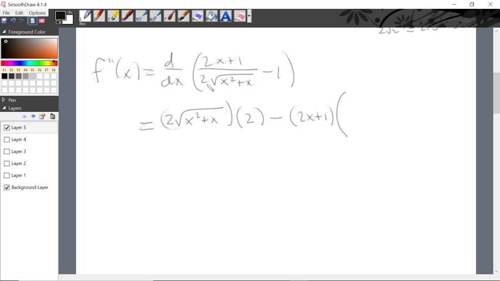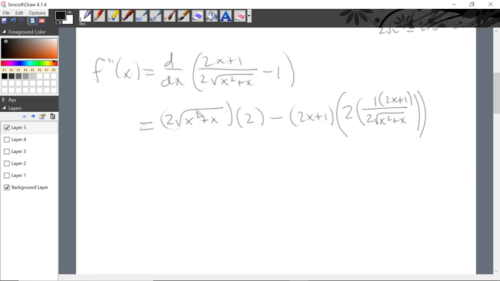Okay, a derivative of 2 root x squared plus x. Well, we can factor out the 2, right? And then the derivative of the square root of x squared plus x, I think we did that before. That's going to be 1 over 2 root x squared plus x times the derivative of x squared plus x. So we're going to get a 2x plus 1.